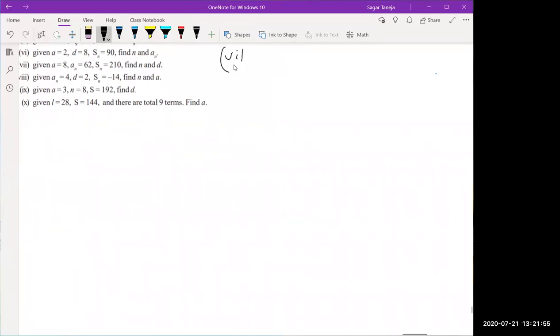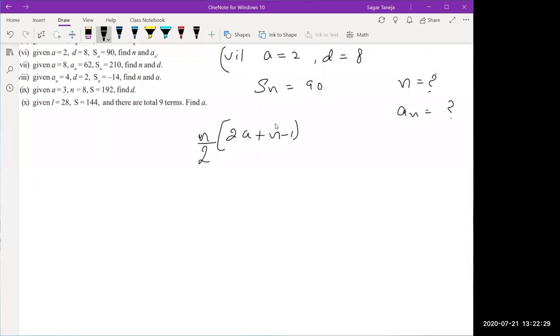In the sixth part, a is given 2, d is given 8, so both a and d are given, and Sn is given, which is 90. We have to calculate n, then we have to calculate the value of the nth term, that is an. Now Sn is given 90, so obviously we are going to use the same formula. So expanding it, Sn can be written as n/2 (2a + (n - 1)d) equals 90, where we can easily put the value of a and d. Value of a is given 2 and value of d is given 8, equals 90, and this 2 I have not written here, it will get multiplied on the other side.